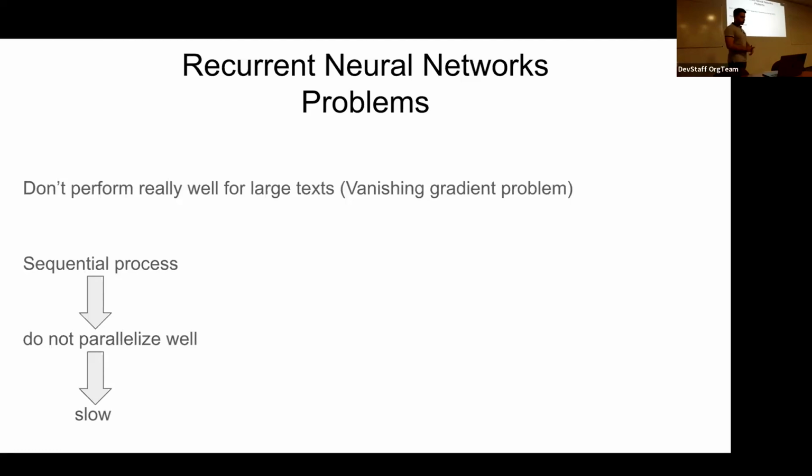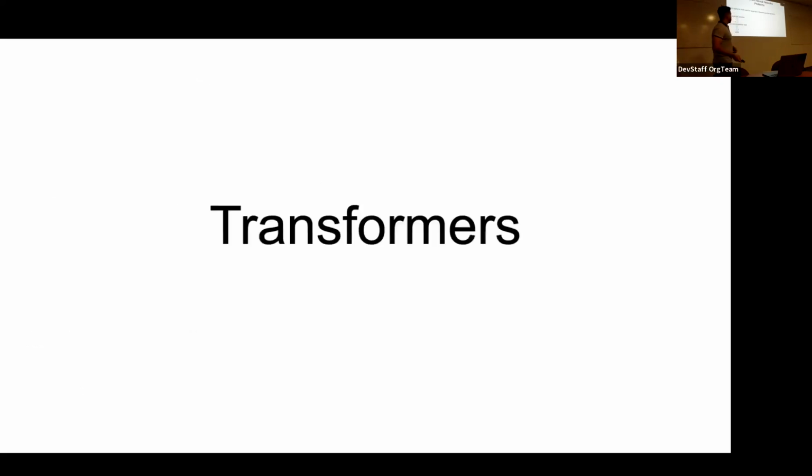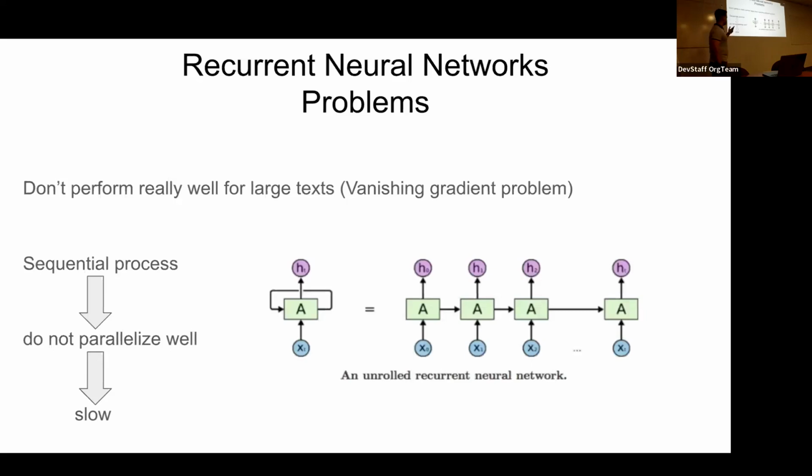But recurrent neural networks have some problems. They actually do not perform really well for large texts. If they're in a large text, they might forget what was happening in the beginning when they're at the end. Also, it's a sequential process, so they cannot parallelize well, and as a result, they are slow.